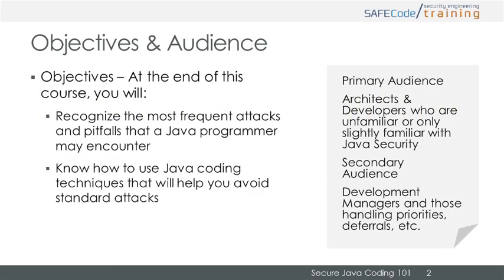Secure coding in Java is a vast topic, and this 101 level course can only provide an introduction to it. The objective of the course is to show the most frequent attacks and pitfalls that a Java programmer may encounter, along with techniques to avoid them. The primary intended audiences for this course are architects, developers, and testers who are not familiar or maybe only slightly familiar with Java security. Development managers and people handling priorities and deferrals will also benefit from this material.